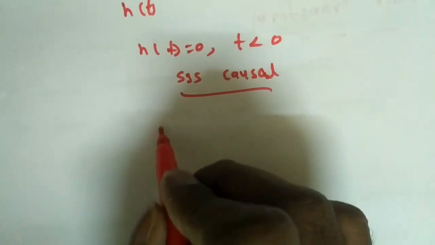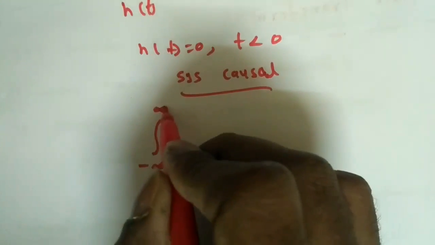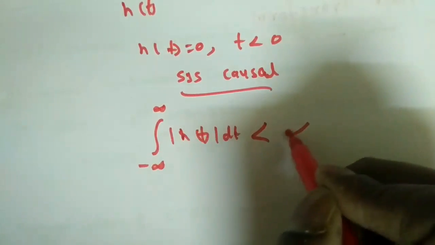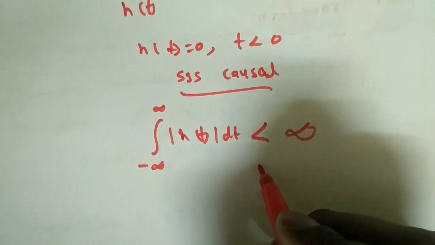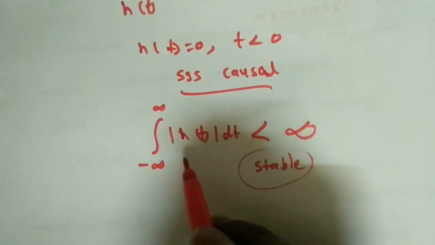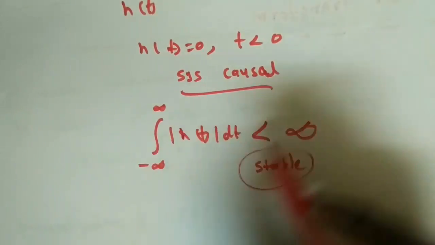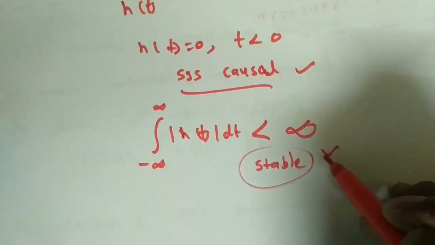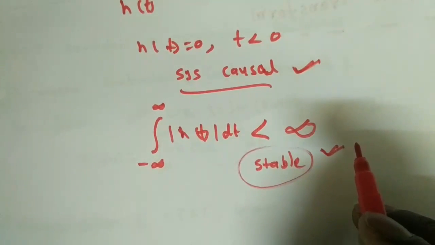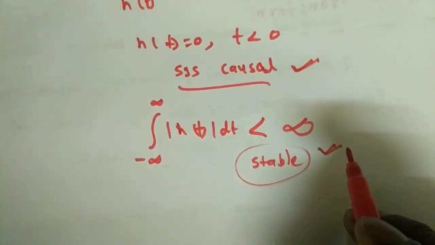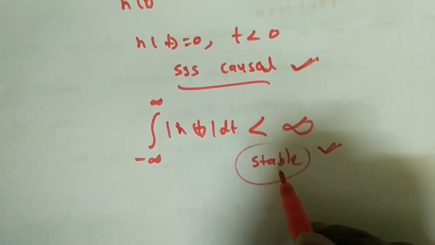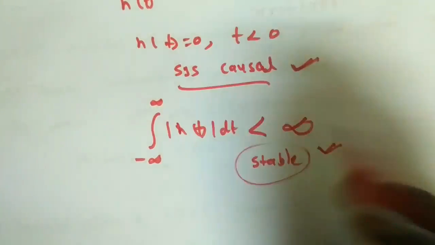Similarly, if we integrate h of t from minus infinity to infinity and get a finite value, we can say the system is stable, because when we apply a bounded input, we get a bounded output. That is the meaning. Causal and stable systems are generally the practical circuits or systems which perform the functions. So it should be stable and it should be causal also.